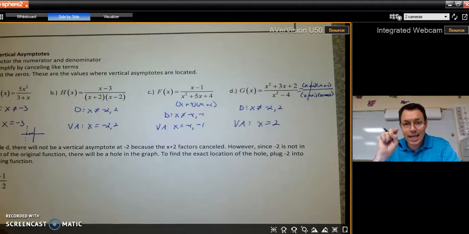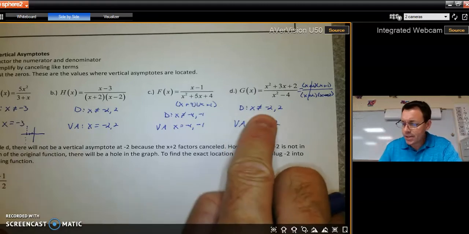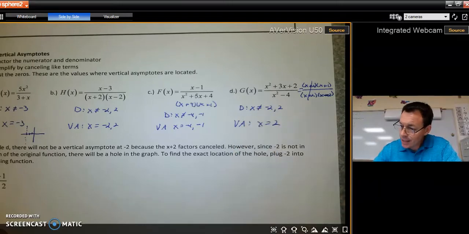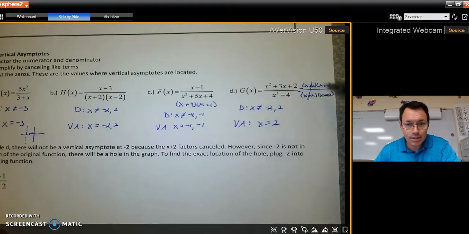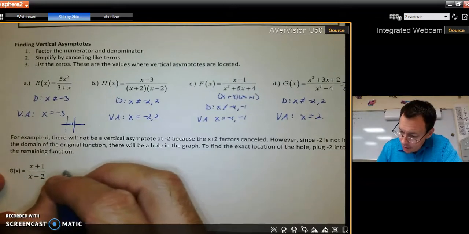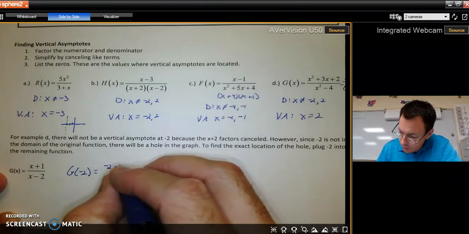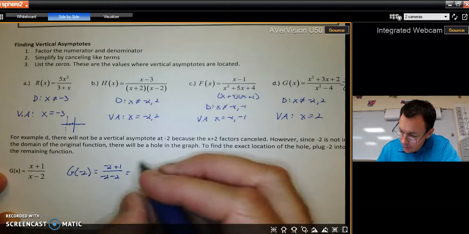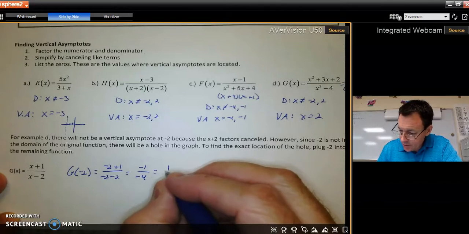Now, a point has an x and a y coordinate. Okay, this is the x coordinate. What's the y coordinate? Well, if I plug that negative 2 into the part of the function that we have left over, not the original, that'll give us a 0 in the denominator. But by canceling, I'm not going to get a 0 in the denominator anymore. So this is that function. I just rewrote it. If I plug negative 2 into this function, so negative 2 plus 1, negative 2 minus 2, that'll give me negative 1 over negative 4, the negatives cancel, and I get 1/4.